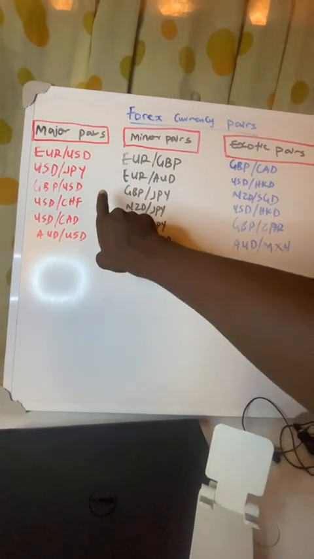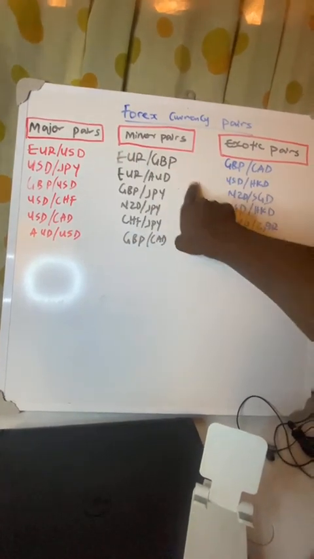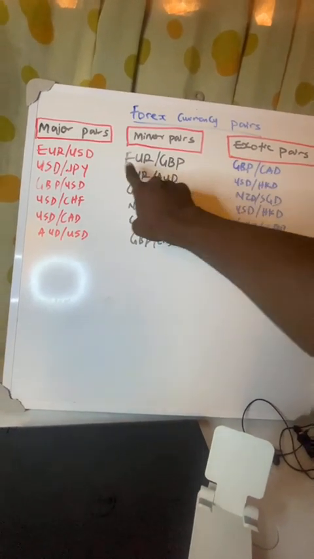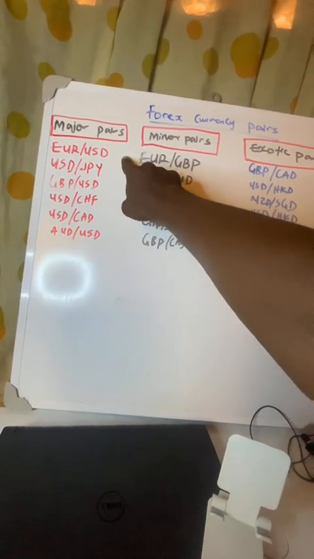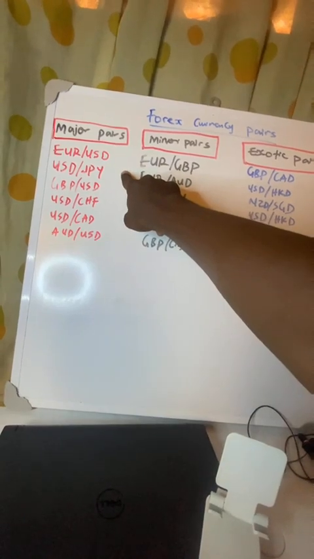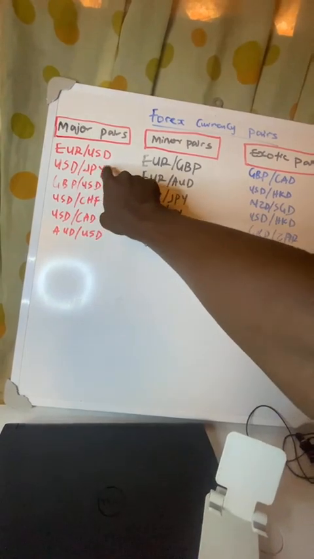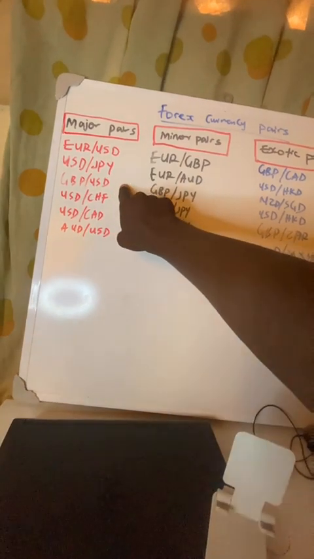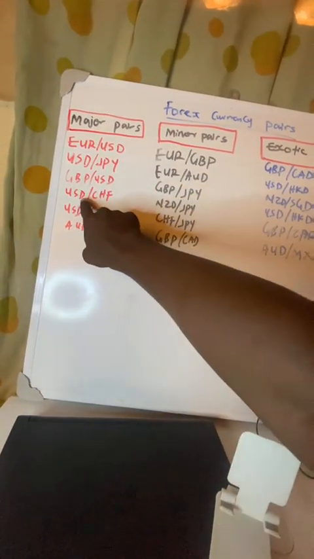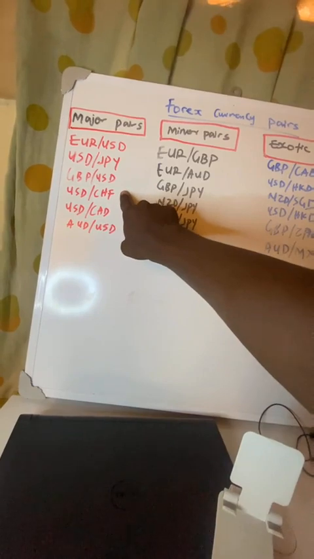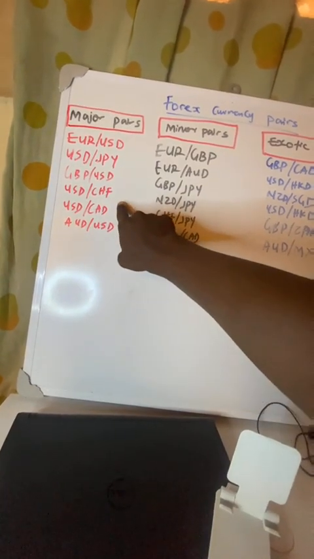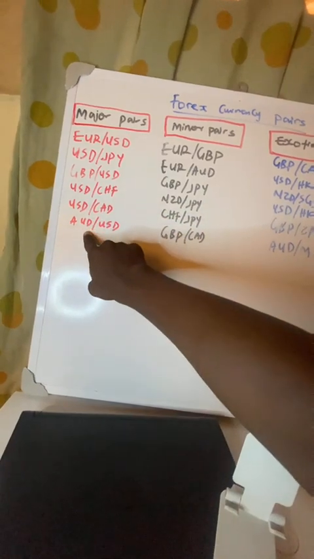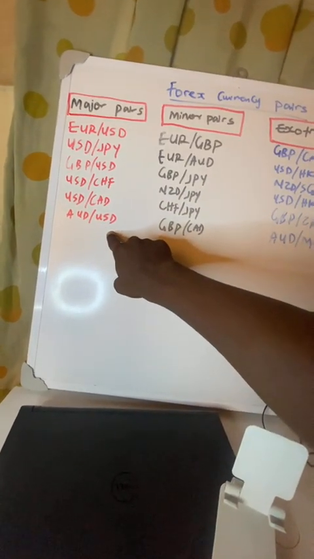So guys, these are the major pairs, the minor pairs, and the exotic pairs. So you have the Euro USD, you have the USD JPY, that means the United States dollar versus the Japanese yen. Then we have the Great Britain pound versus the US dollar. Then we have the US dollar versus the Swiss franc. Then we have the US dollar versus the Canadian dollar. Then we have the Australian dollar versus the United States dollar.